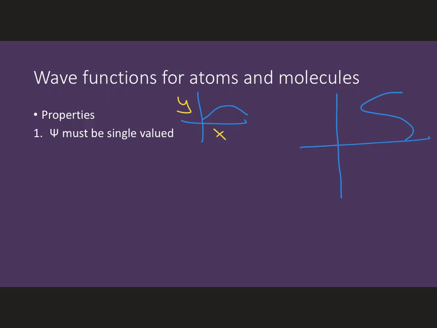This is not a function that we like, because, for example, if I look here, x has two unique y values. That is not appropriate. We cannot have a function of that form. That would be something that we would say no to, because it's not single valued. Okay, that's what single valued means.